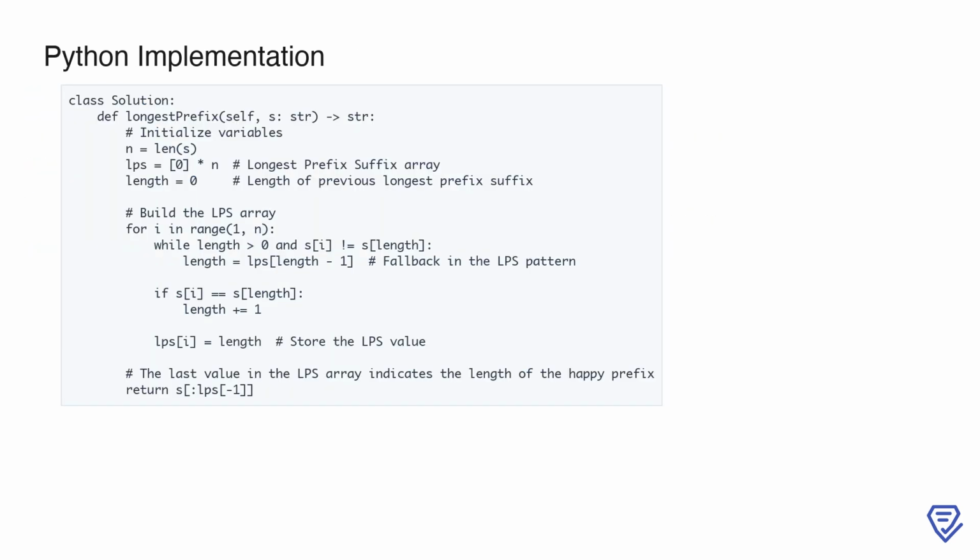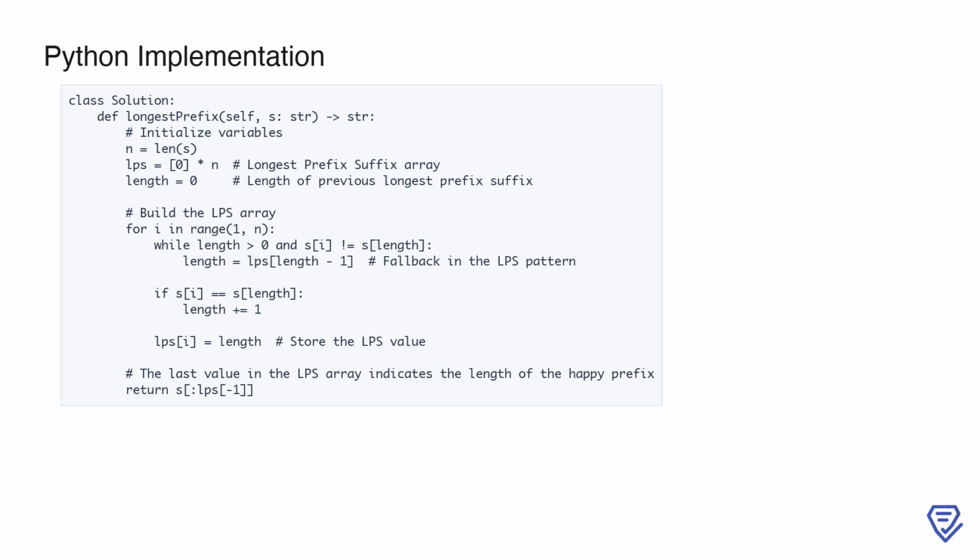This solution leverages the KMP, Knuth-Morris-Pratt, algorithm's preprocessing step to compute the longest prefix-suffix, LPS, array. The LPS array helps us identify the longest prefix which is also a suffix. First, we initialize the LPS array to store the LPS values for each character in the string. The length variable keeps track of the current length of the matching prefix and suffix.